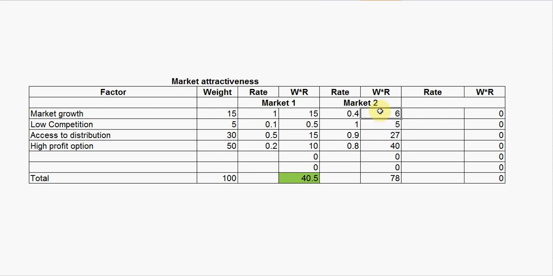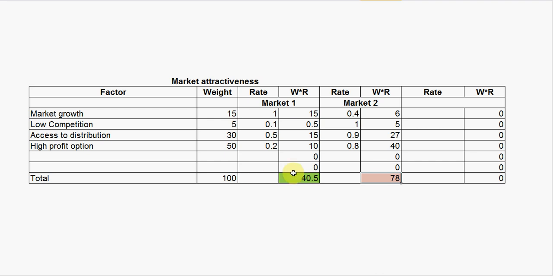In this column here, we're looking at 0.4 multiplied by the 15, coming up with a score of 6, and so on down the column. Add them all up and come up with a score of 78. So in those two markets, we've got one that has a market attractiveness score of 40 and another market that has a market attractiveness score of 78. So you can see fairly quickly that market 2 is far more attractive than market 1.